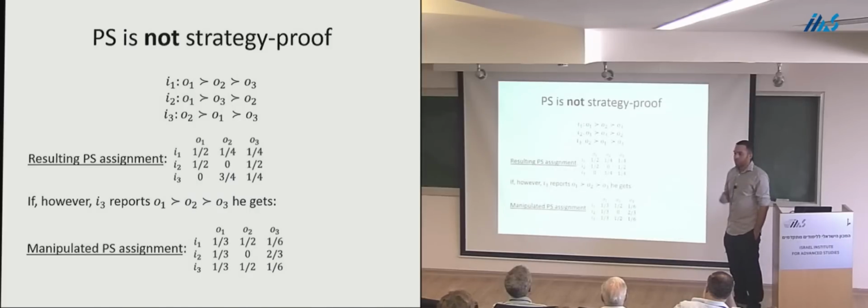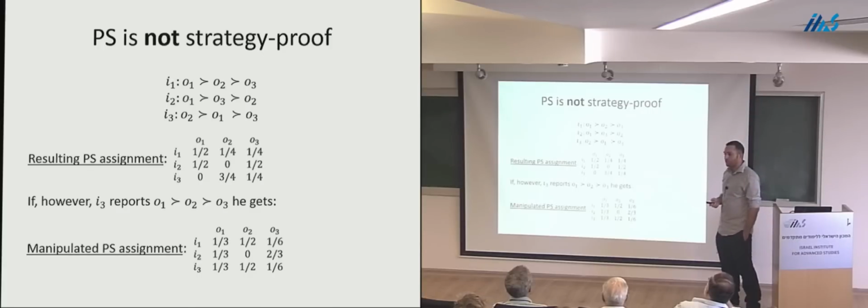Probabilistic serial is not strategy proof, unlike the random serial dictatorship. Let's see an example. Agent 1 likes 1 better than 2 better than 3. Agent 2 likes 1 then 3 then 2. And agent 3 likes 2 then 1 then 3. What's the probabilistic serial assignment?